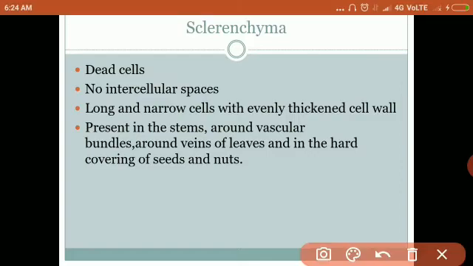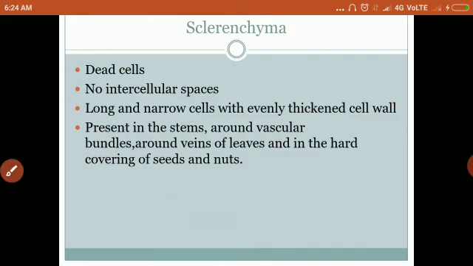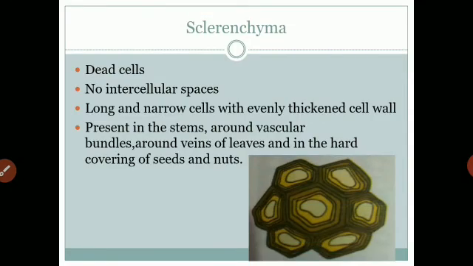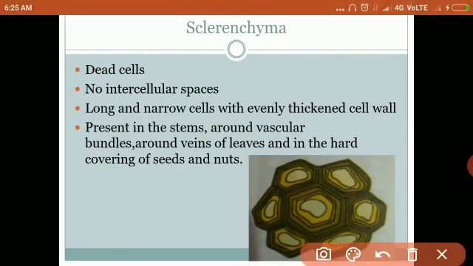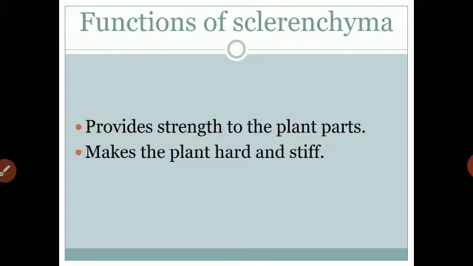So they are present in stems around the vascular bundle, where the plants need more strength. They are also in the veins of the leaves. You know what are the veins of the leaves? If this is the leaf, then you can see this kind of structures in the leaves. They are the veins of the leaves. They are also in the hard covering of seeds and nuts. Okay, so this is the picture of sclerenchyma. You can see the thickened cell wall, and no intercellular spaces in this. Next, what is the function? As I told you, they have a thickened cell wall, so they give strength to the plant parts and they make the plant hard and stiff.